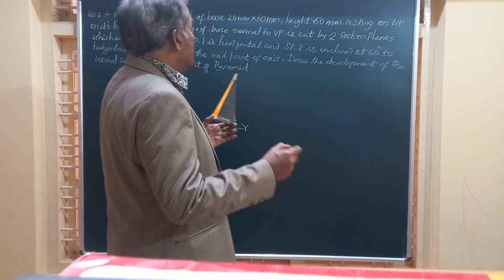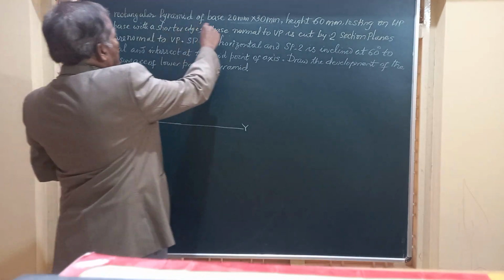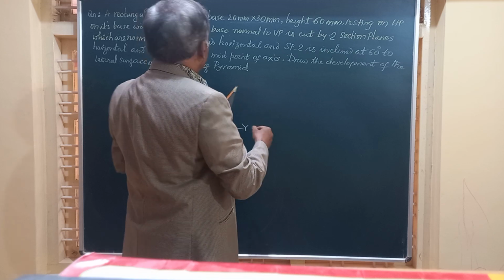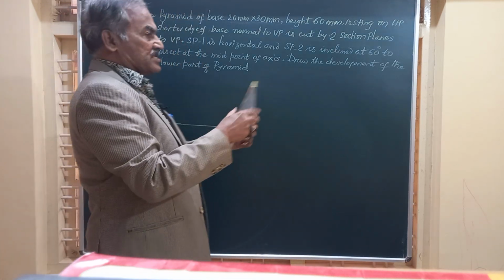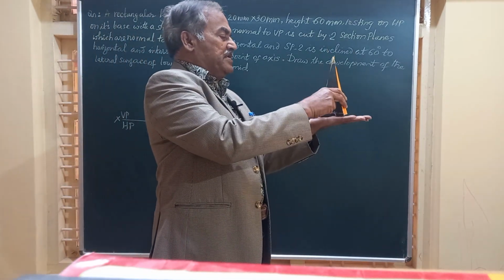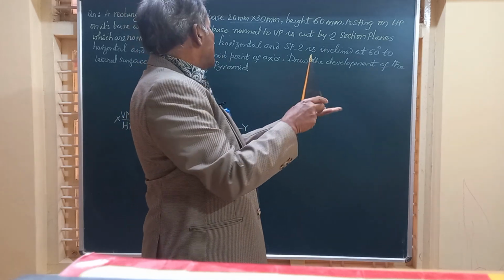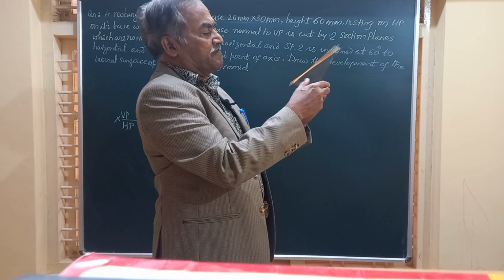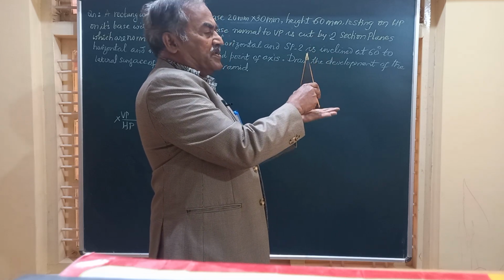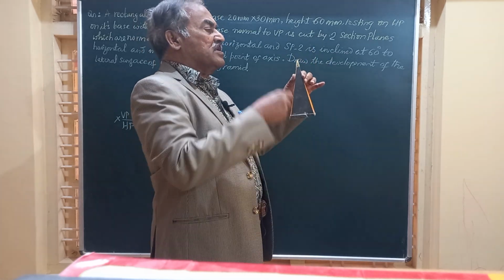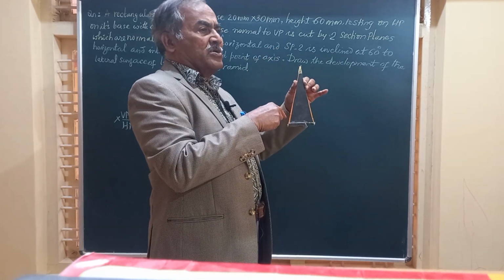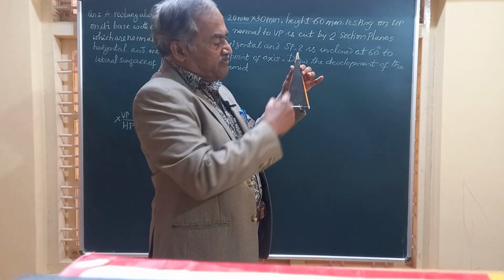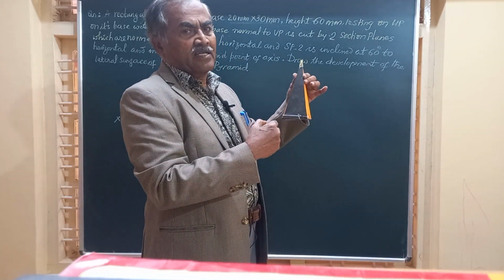condition. The question reads like this: a rectangular pyramid of base 20 mm by 30 mm and height 60 mm resting on HP on its base, which means the rectangle is on HP, such that one of the shorter edges of the base is normal to VP. So this shorter edge, say AB, is perpendicular to VP. For this position, friends, you get the top view, a rectangle with the center joined to all the corners, and the front view is going to be a triangle.